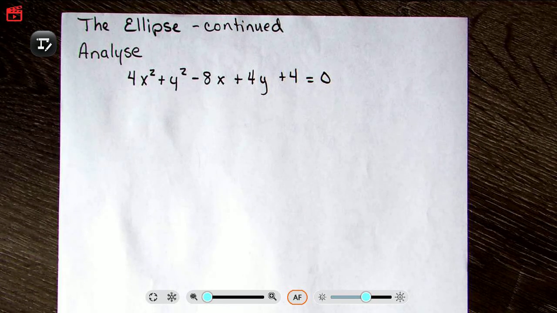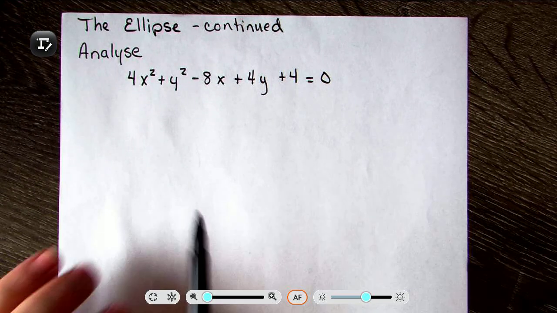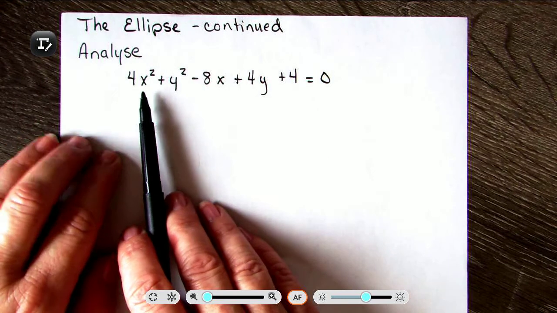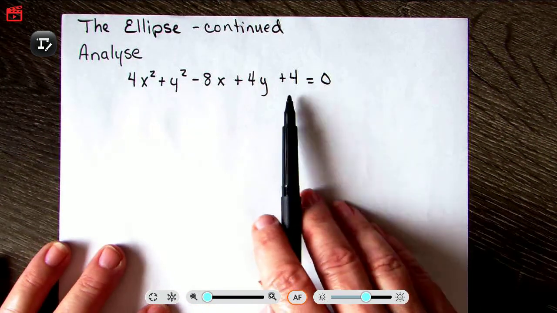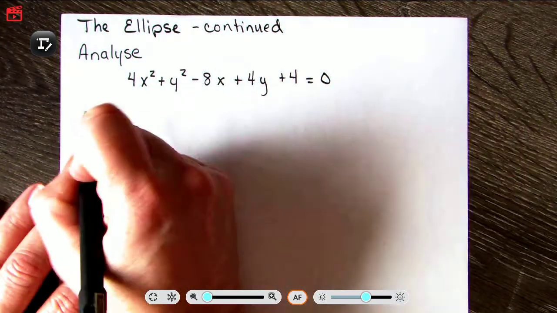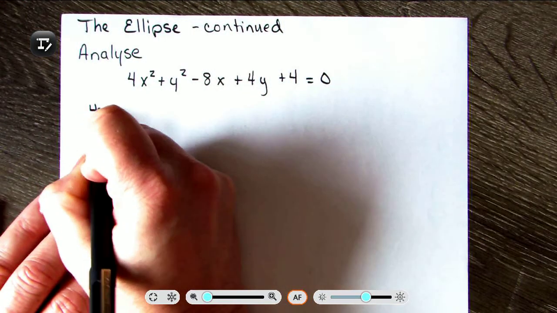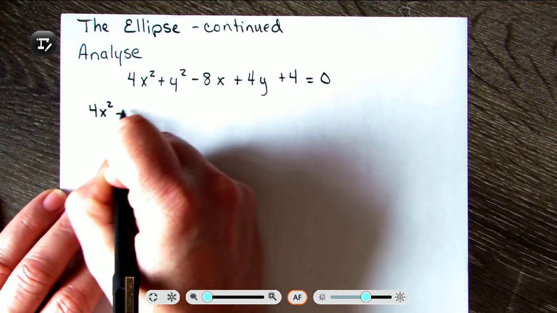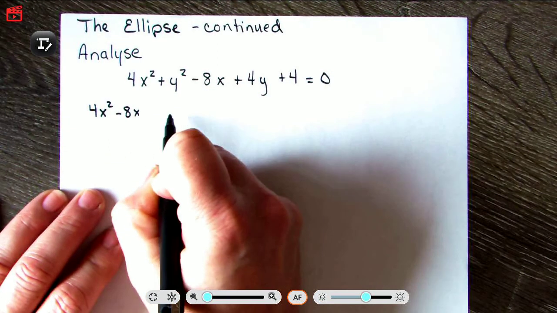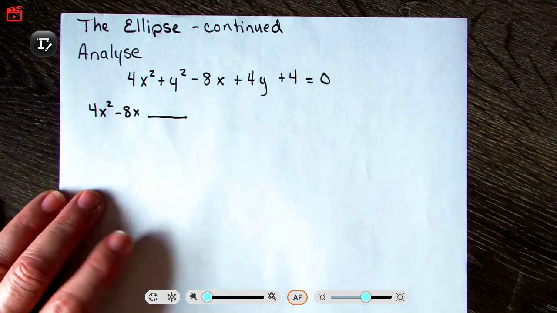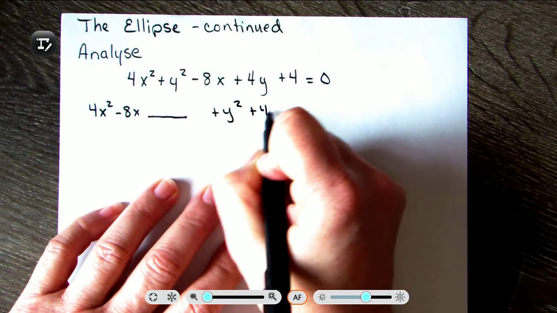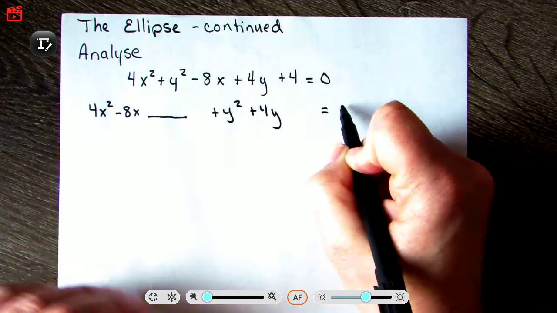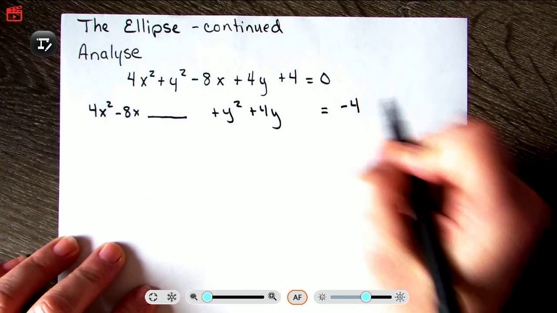So to find out, we have to complete the square to death. I'm going to group my x pieces together and my y pieces together and throw my constant on the other side. So I'm going to take my 4x squared and pull that with my negative 8x. I'm going to leave a space because I have to complete that square. I'm going to have my y squared plus my 4y. I'm going to leave a space and move that 4 over to the other side, so I have a minus 4.